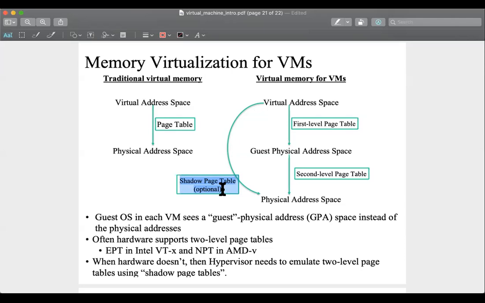That was another reason why Intel and AMD came up with their hardware extensions. Once they came up with their hardware extensions, there was no need to construct shadow page tables. All you would do is tell the MMU, here's the first level page table, here's the second level page table, go figure out the translation yourself. So the hypervisor had less work to do and there were fewer chances of things going wrong. Does that make sense? Any questions so far?